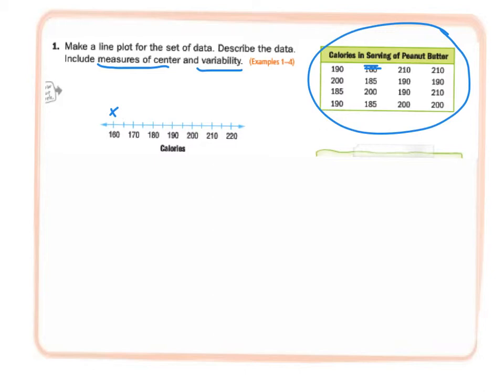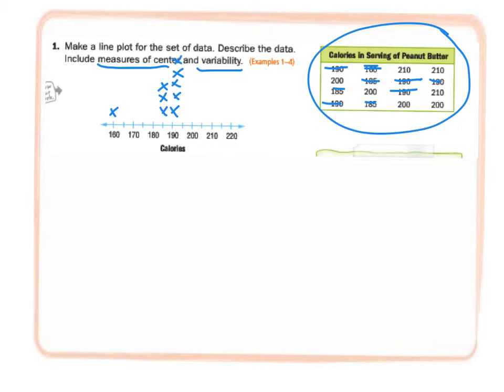Then I'm going to check if I have 170. I don't have any 170. How about 180? No 180, but I do have 3 185s. 1, 2, 3. And I don't have that here, but I know 185 is in between 180 and 190. So I'm going to put 3 of those here. Okay, I'm going to keep going up. I see 190. 1, 2, 3, 4, 5. Right next to it. 1, 2, 3, 4, 5.